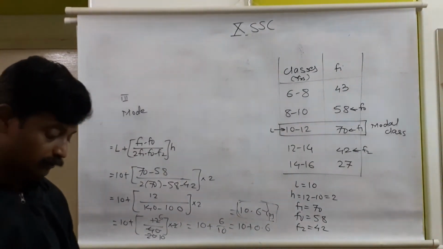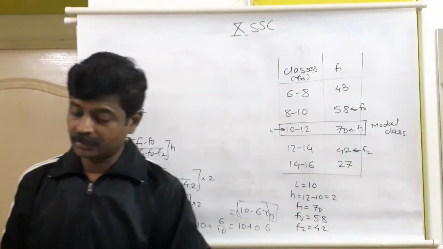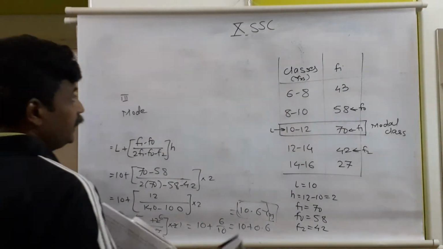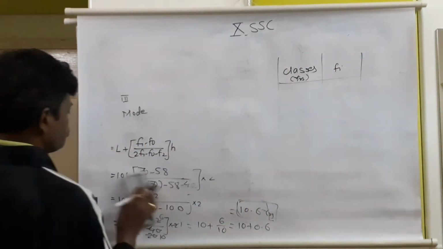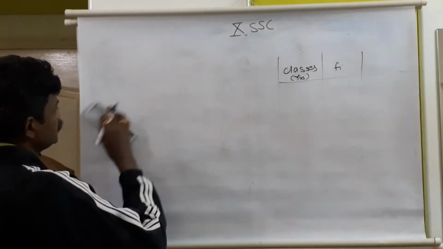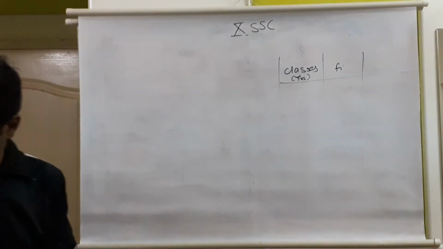Let us continue with one more sum on the next page. Page number 148. The following frequency distribution table shows the classification of the number of vehicles and the volume of petrol filled in them. Find the mode of the volume. So we have to find the mode of the volume of petrol filled in them. The information is related to vehicles and the petrol filled.